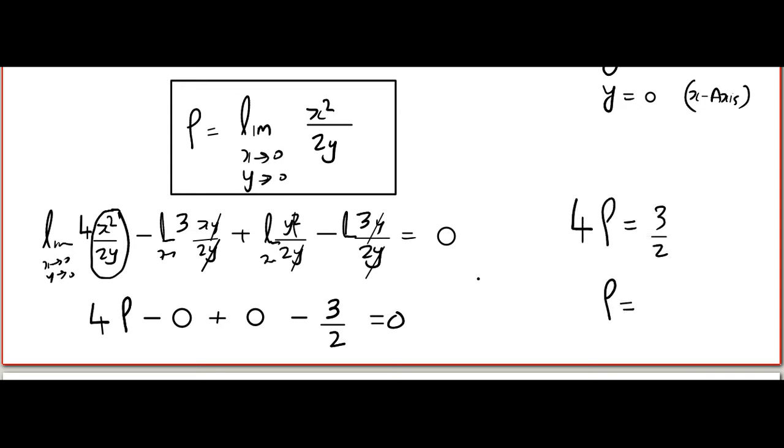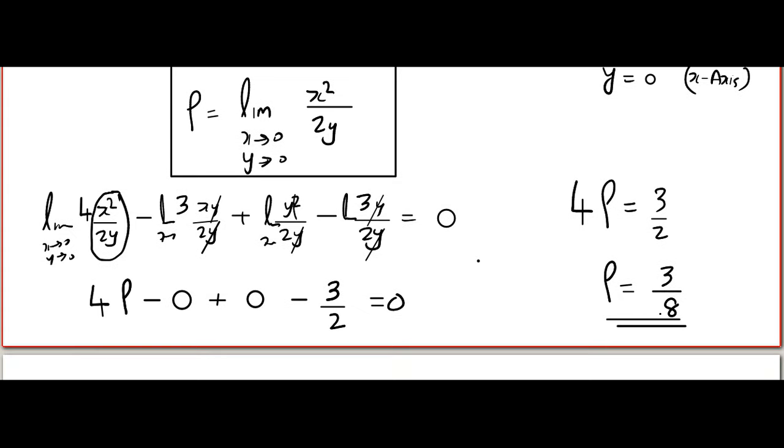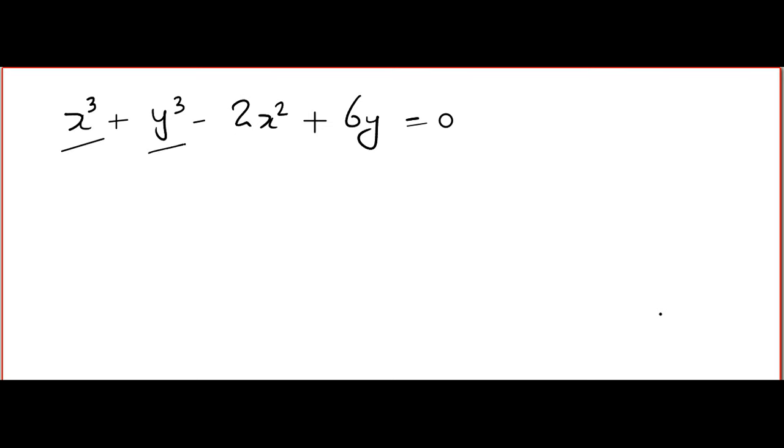So what's the radius of curvature at the origin? 3 by 8. Isn't it easy? Yeah. Okay, now let's go for the next question. Find the radius of curvature at the origin for the curve. So what we do is very simple. First we find the tangent, equation to the tangent at the origin. So degree 3, degree 3, degree 2, degree 1.